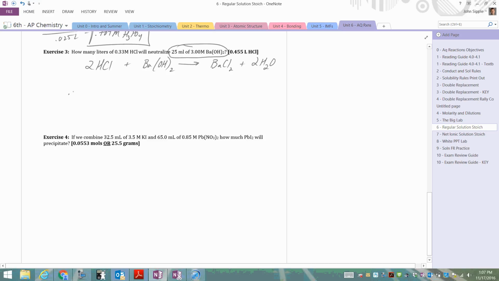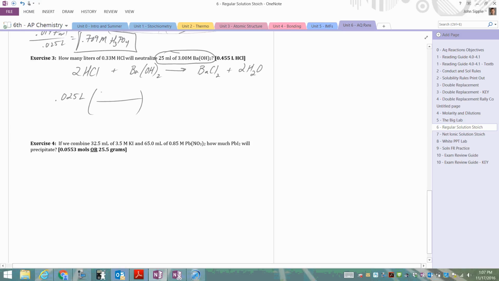So we start with 0.025 liters because we have to get into moles. We use the molarity as a conversion factor. So we have 3 moles of barium hydroxide for every 1 liter. Correct. Moles per liter. That's all right. What's the mole ratio here? Where's the mole ratio from?